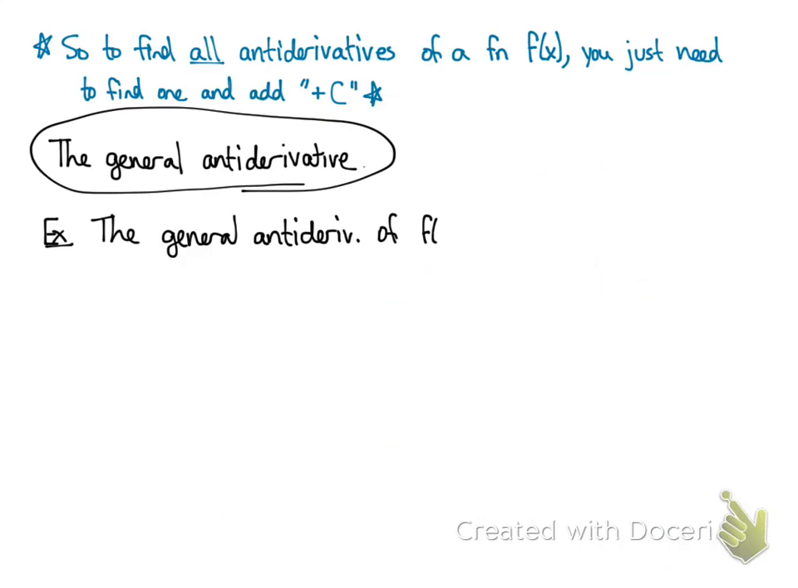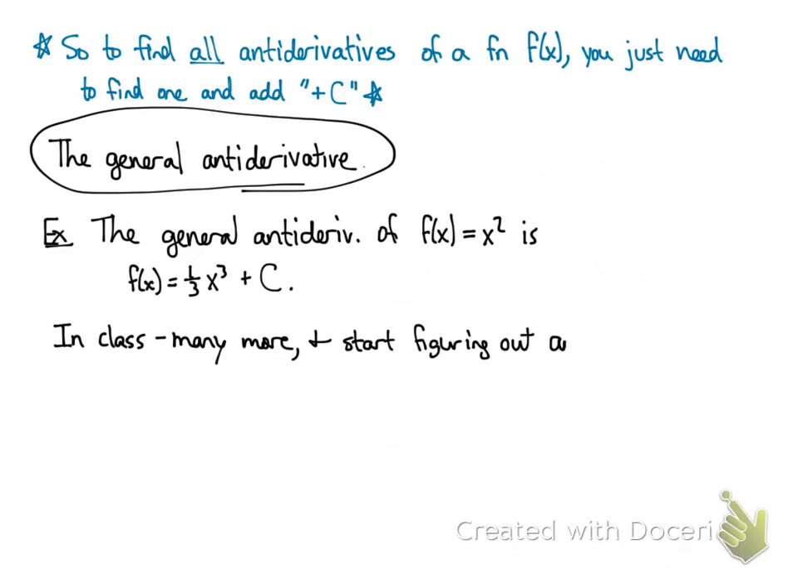For example, in our earlier example, little f of x equals x squared. The general antiderivative is 1/3 x cubed plus a constant, because we know that one of the antiderivatives was 1/3 x cubed, and so then I just add plus c. We'll do many more in class, and we'll start figuring out some antiderivative rules. So we know derivative rules, we'll start figuring out rules to go the other direction. In general, these are harder, but there are some simple ones that we'll start with.